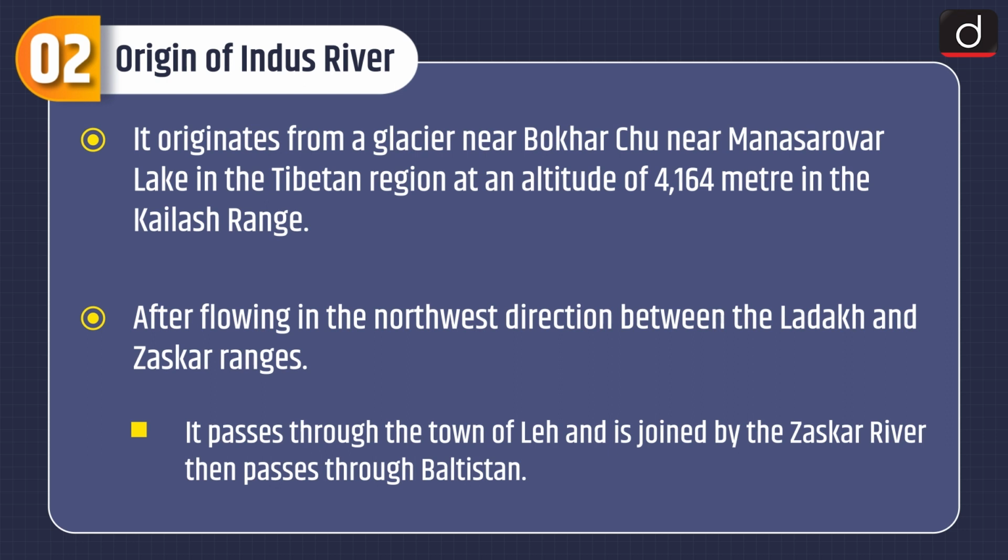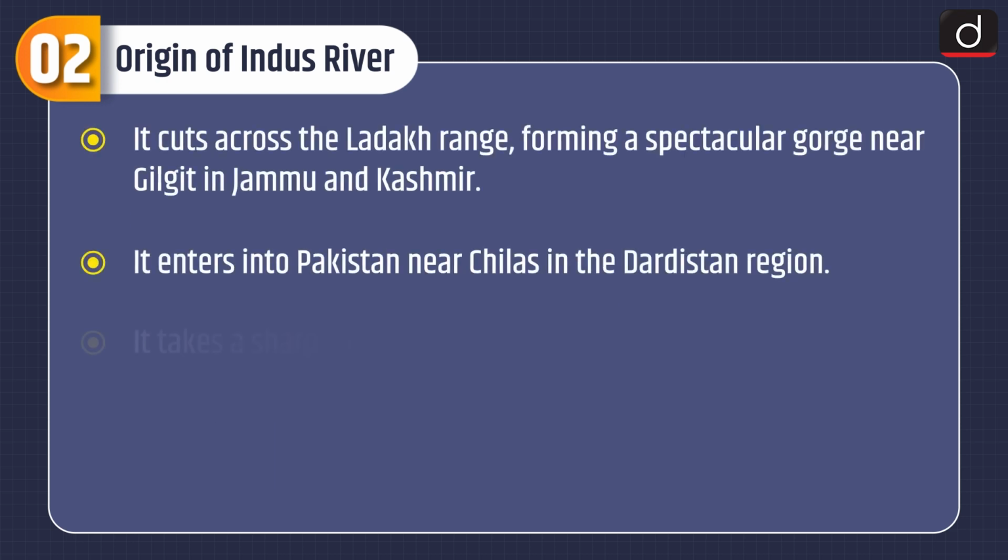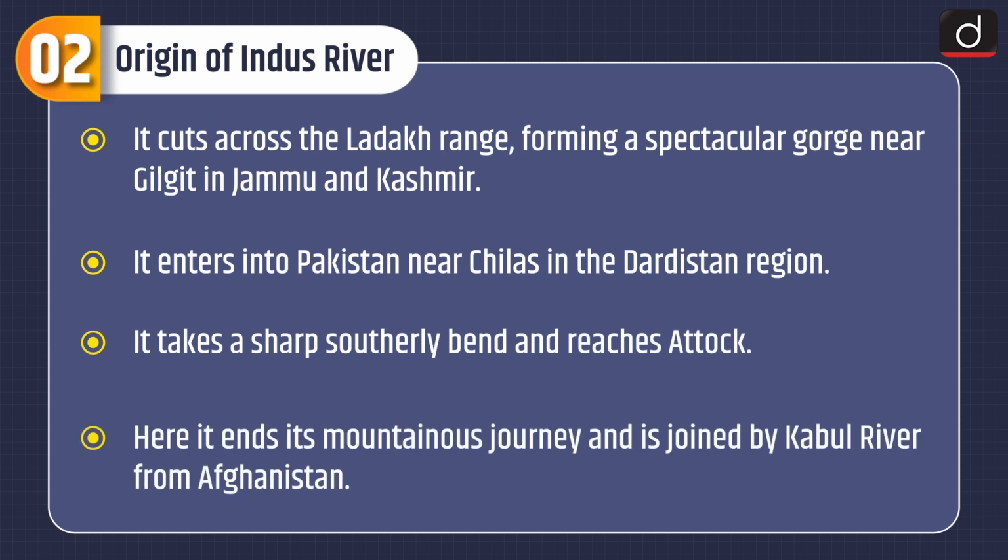After flowing in the northwest direction between the Ladakh and Zanskar ranges, it passes through the town of Leh and is joined by the Zanskar river, then passes through Baltistan. It cuts across the Ladakh range, forming a spectacular gorge near Gilgit in Jammu and Kashmir. It enters into Pakistan near Chilas in the Dardistan region. It takes a sharp southerly bend and reaches Attock. Here it ends its mountainous journey and is joined by Kabul River from Afghanistan.